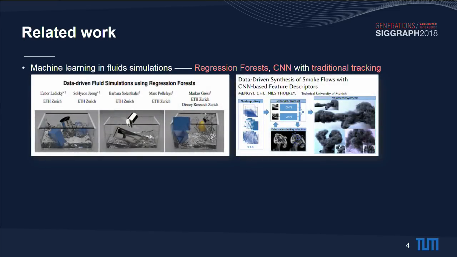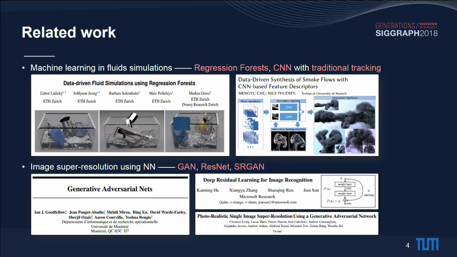Although not many, there are some related works using machine learning methods in fluid simulations, such as these 2 SIGGRAPH papers using regression forests and convolutional neural networks, respectively. In most related works, traditional tracking is still used, while our method is a generative model that purely relies on the trained network. At the same time, as a super-resolution task, image super-resolution methods are also very relevant. In this area, generative adversarial networks show great power in adding realistic spatial details, and ResNet, with its residual learning strategy, also surpasses many other network structures.